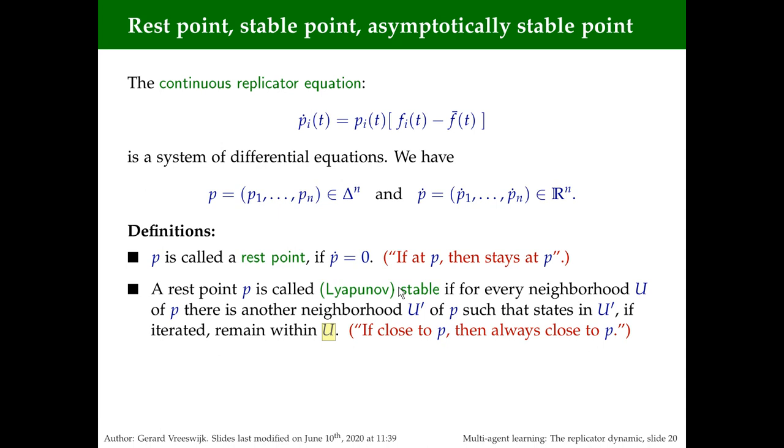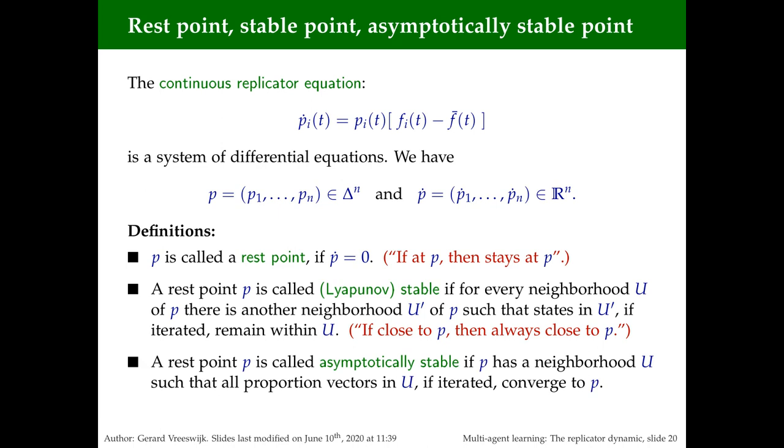Don't confuse stability with, for example, rest point. A rest point, or a steady state, is something else than a stable point. So don't confuse the two. And then an even stronger form of stability is asymptotic stability. That is, if you are in the neighborhood of a point, then you will converge to that point. Then the replicator dynamic will converge to that point. This terminology is not specific to replicator dynamics, because it's terminology from differential equations and dynamical systems theory, but it also applies to the replicator dynamic.